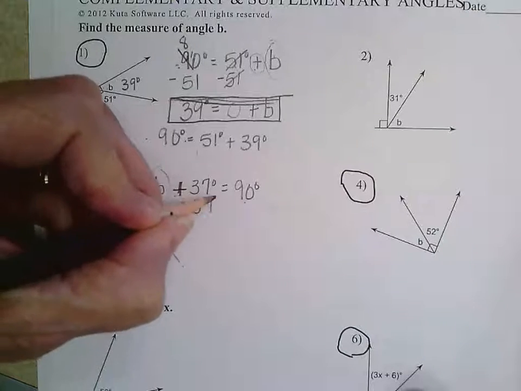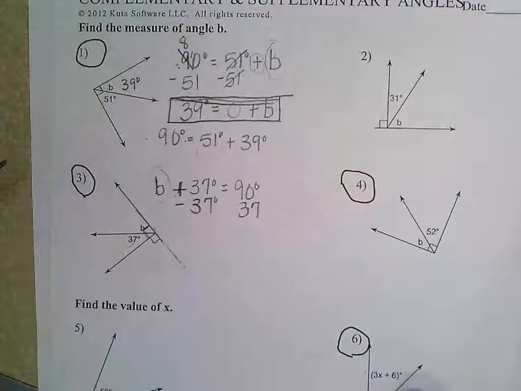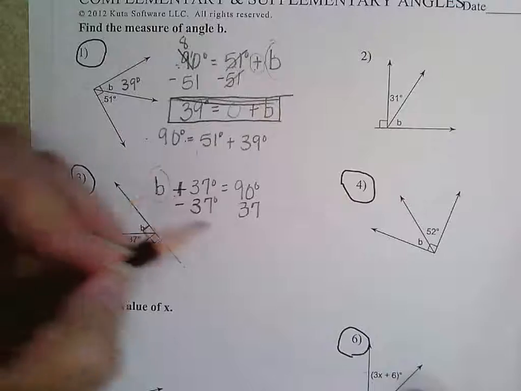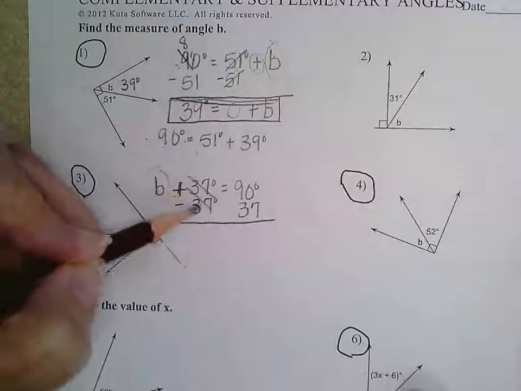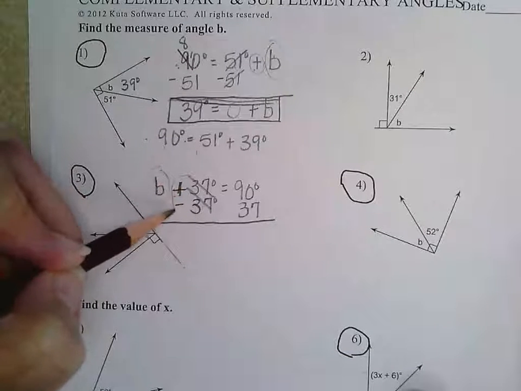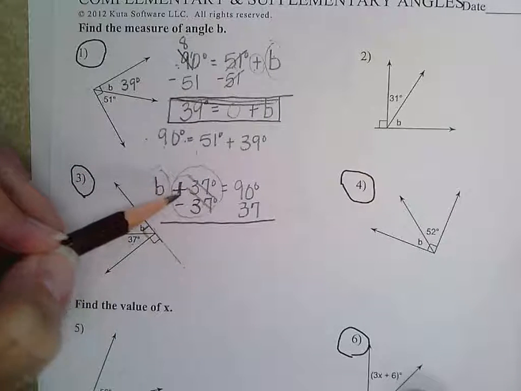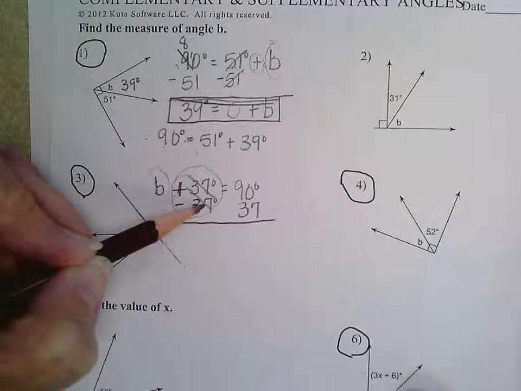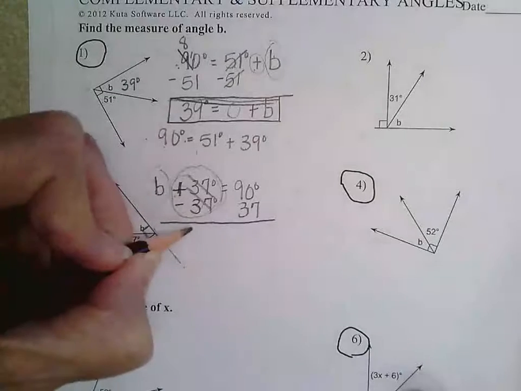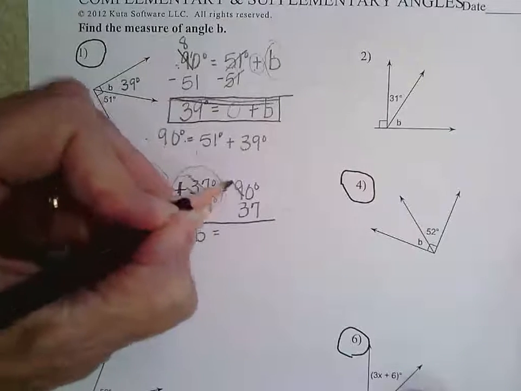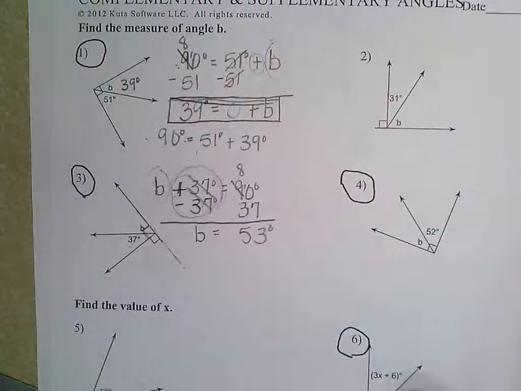So if I subtract 37 from one side of the equation, I can subtract 37 from the other side of the equation, and my equation stays balanced. These end up being 0. Remember, we talked about additive inverses last year. When you take a counting number and you add the opposite or the inverse of it, you just end up with a quantity of 0. So I'm just left with B on the left-hand side, and when I do my subtraction on the right-hand side, I end up with 53 degrees.